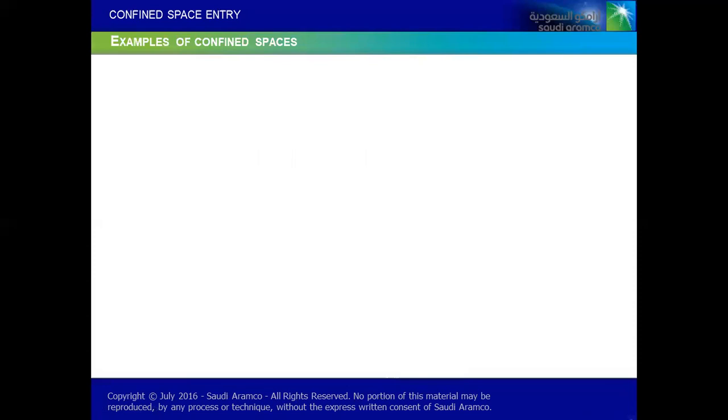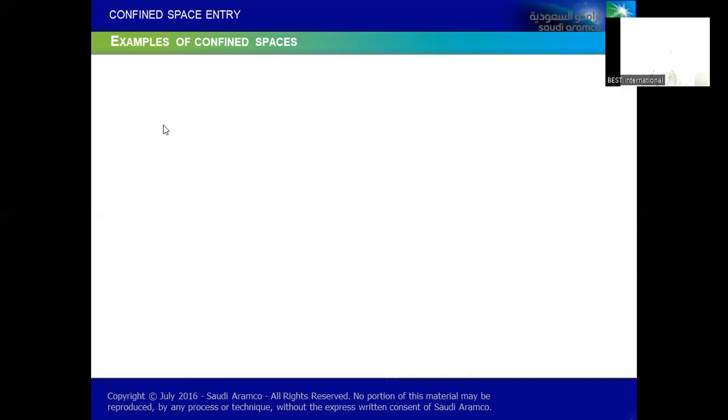Now, what are the examples of confined spaces? Columns, vessels. These are the examples. Storage tanks. Even you can see in the picture. Quite straightforward.